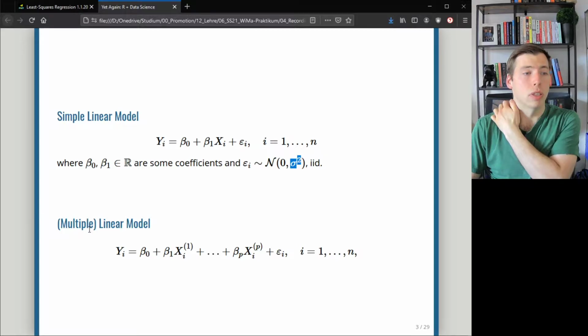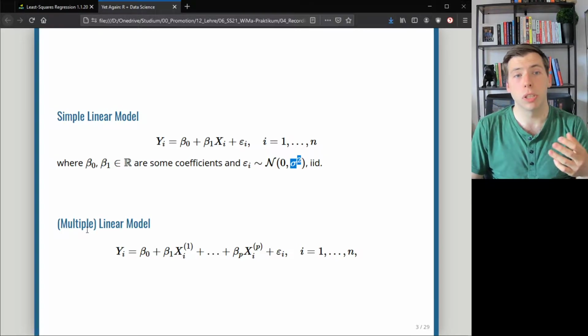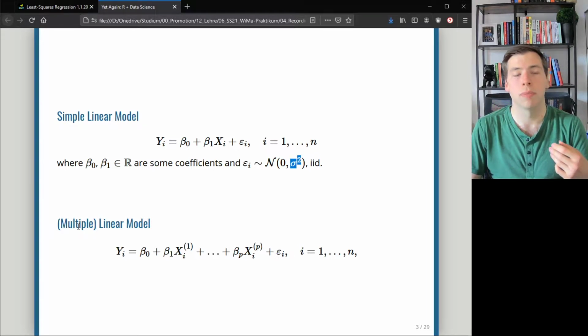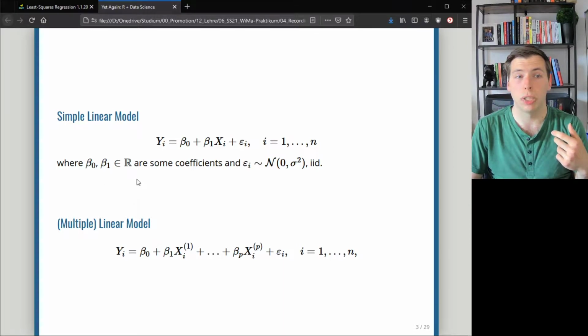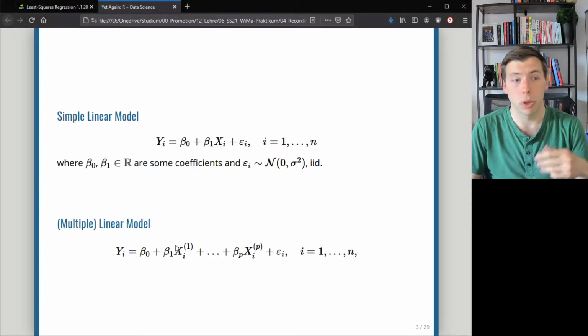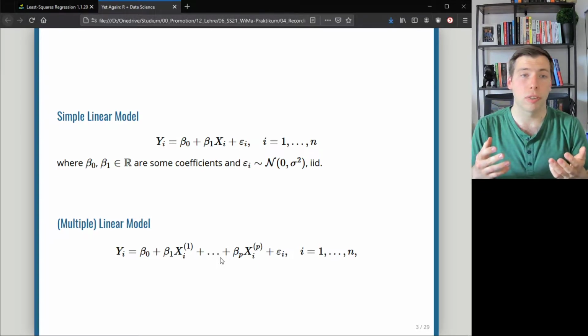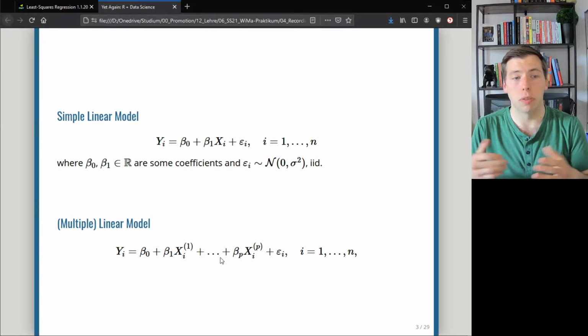Of course we do not only look at simple linear models, but we could also look at multiple linear models, or sometimes only called linear models, where we use more than these two parameters, beta naught and beta 1, but p plus 1 of them. So we have beta naught all the way through to beta p. This way we would use not only one predictor, but p of them, and then we still have only one residual term.